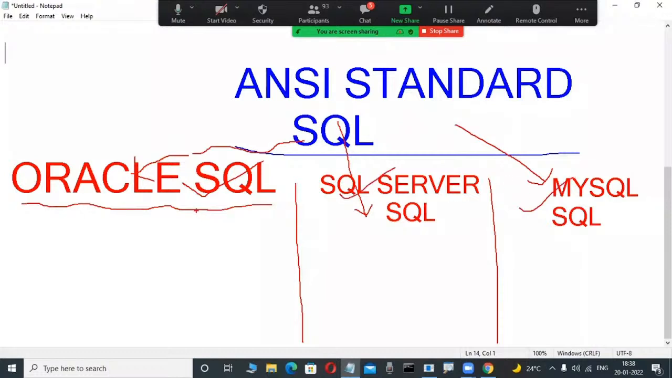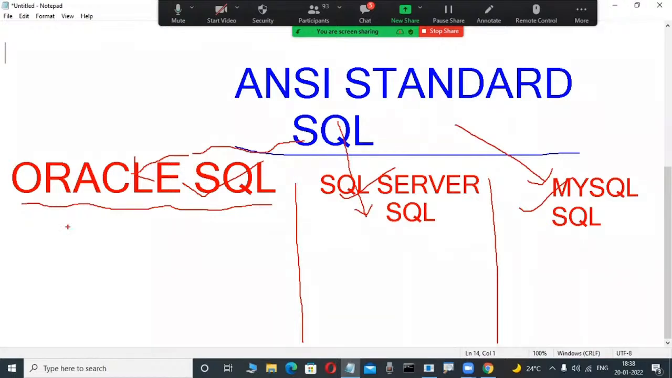How do we differentiate these languages? These SQL languages are conceptually the same. Conceptually, table is there, view is there, procedure, function, trigger, package in Oracle SQL. In SQL Server also: table, view, synonym, index, procedure, function, trigger, the same. In MySQL also table, procedure, function, trigger, package. These are the same conceptually, but syntactically totally different.